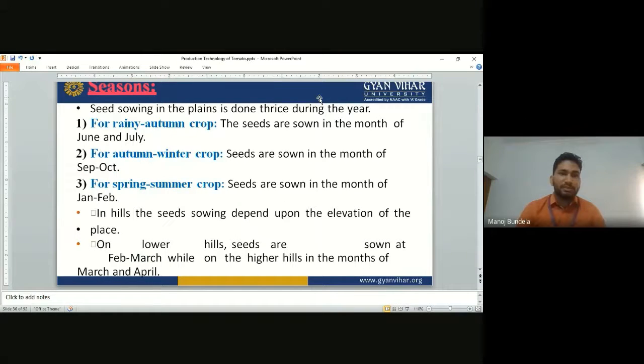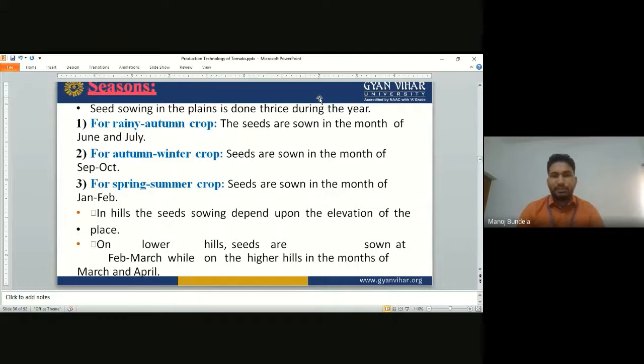Season. Seed sowing in plains is done thrice during a year. For the rainy and autumn crop, the seeds are sown in the months of June and July. For the autumn and winter season, the seeds are sown in September, October, and for the spring and summer crop, the seeds are sown in January, February. So in general, for the Kharif crop the sowing time is June, July; for the Rabi crop, September, October; and for the Zaid crop, January to February. These are the three seasons when we sow the seeds, which means in one year we can sow three times and take three crops.